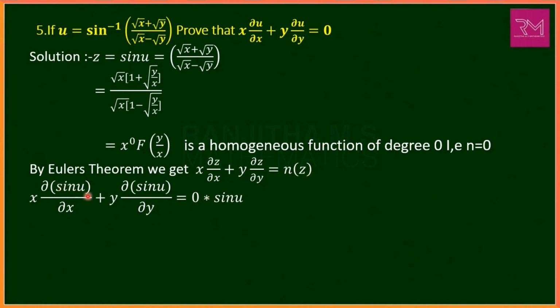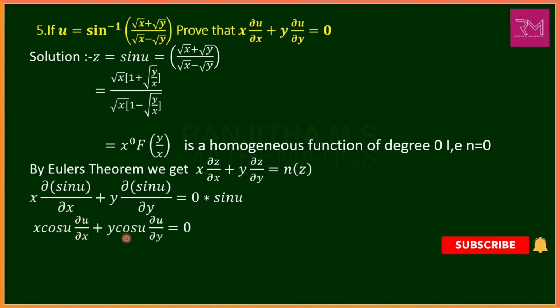Here differentiating sin u with respect to x and y and simplifying, we get x into, the differentiation of sin u is cos u into del u by del x, plus y into, the differentiation of sin u is cos u into del u by del y, which is equal to 0. If we take cos u as common and that cos u goes to the right hand side, that becomes x into del u by del x plus y into del u by del y which is equal to 0. Here 0 divided by cos u becomes 0 itself.